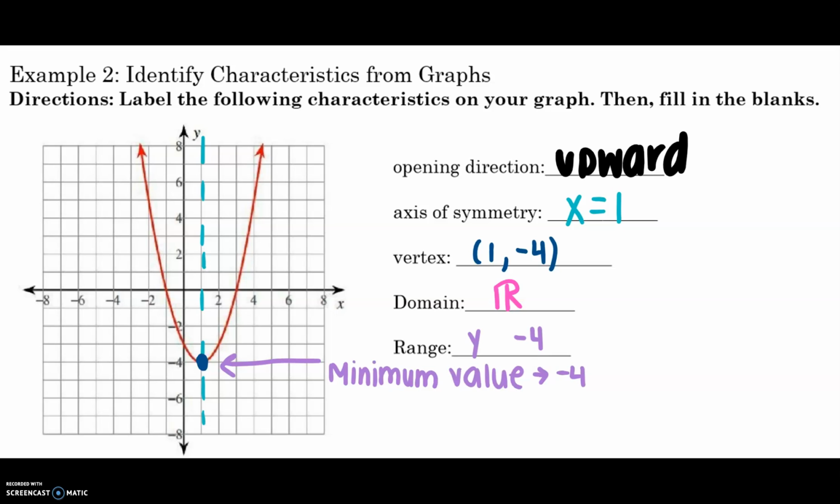To show this, we're going to use the inequality symbol greater than or equal to, because all of the y values that we can see fall above our vertex, but our vertex is considered to be on the graph of our parabola. Now I want you to pause the video and complete the 2 examples at the bottom of this page.